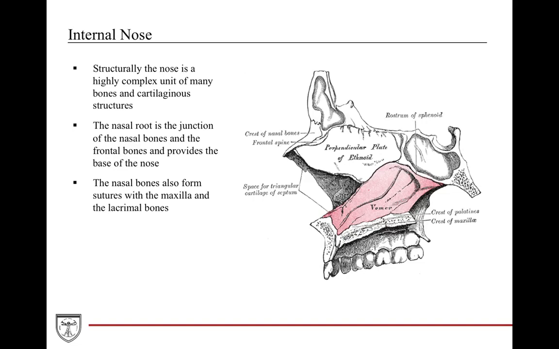So the nasal root of the nose is the junction of the nasal bones and the frontal bones and provides the base of the nose. It's right about here. This is the base of the nose. The nasal bones also form sutures with the maxilla and lacrimal bones on the medial aspect, inferior medial aspect as well.